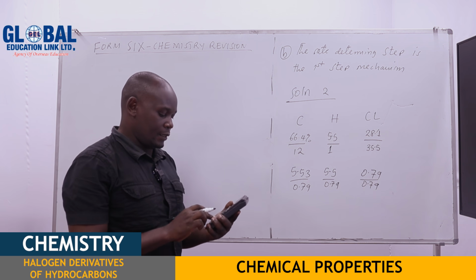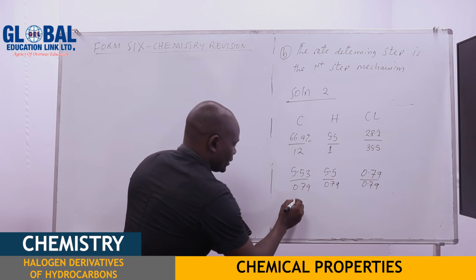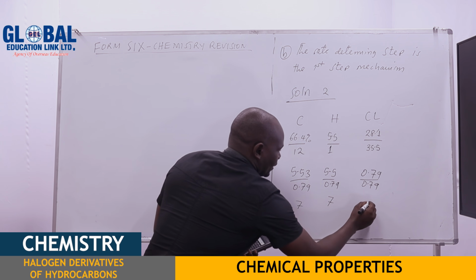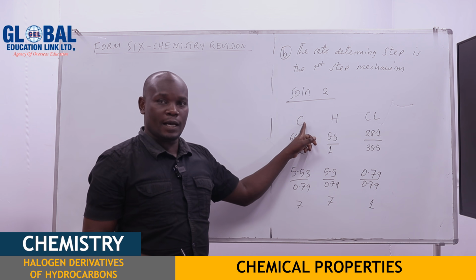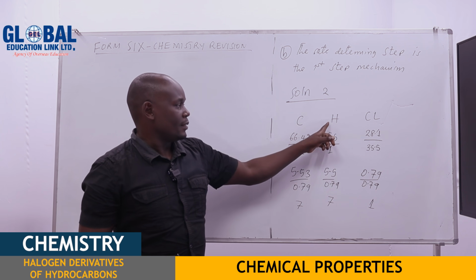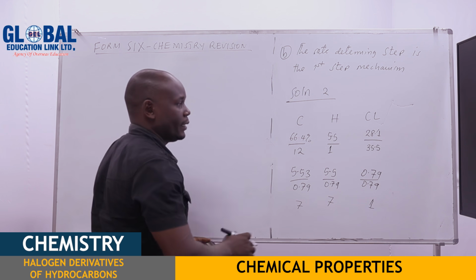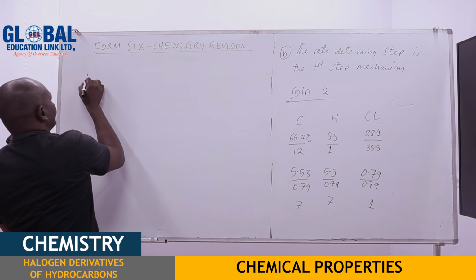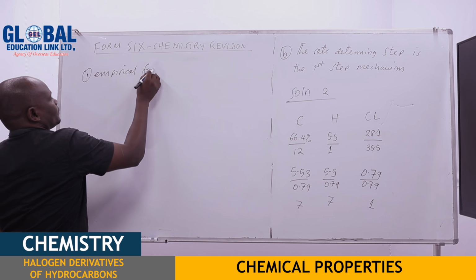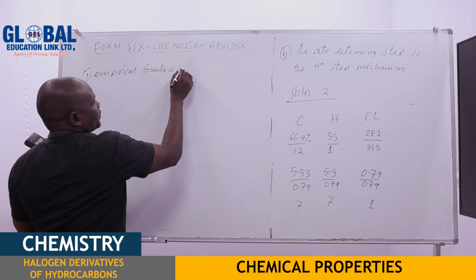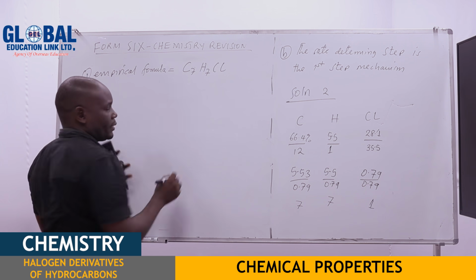Now after dividing it, using your calculator, 5.53 divided by 0.79, then you get here 7. So here will be also 7, and this will be 1. So what does it mean here? That we have 7 carbon atoms in our haloalkane, 7 hydrogen atoms, and 1 chlorine atom. So the empirical formula will be equal to C7H7Cl, that is C7, then hydrogen 7 and 1 chlorine atom.